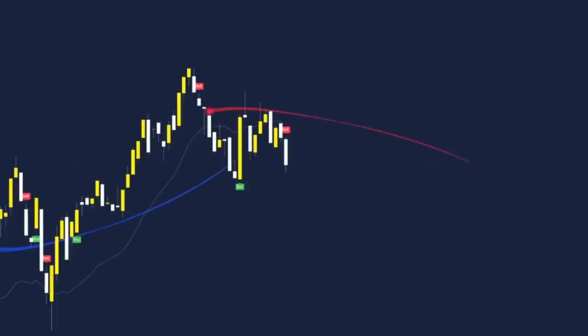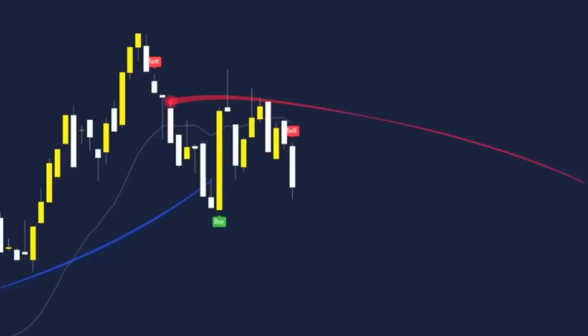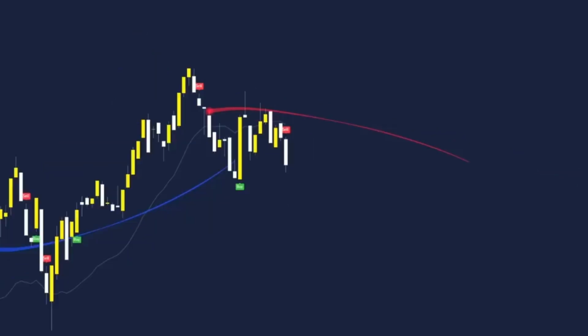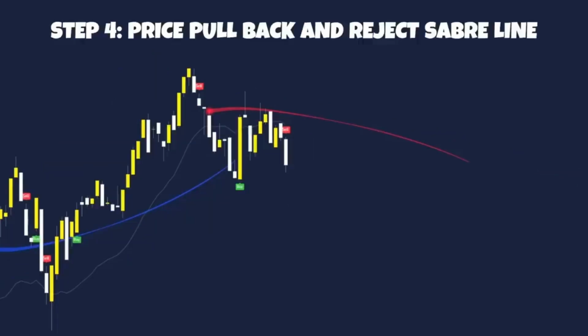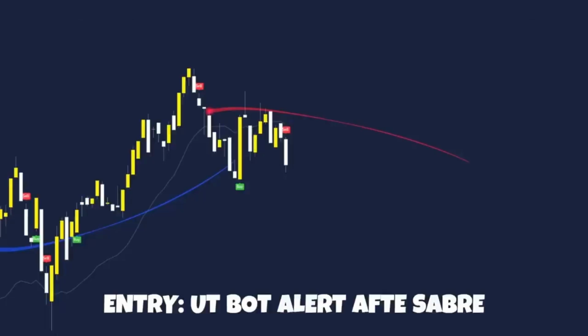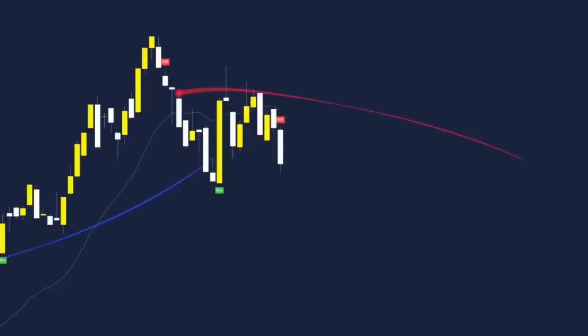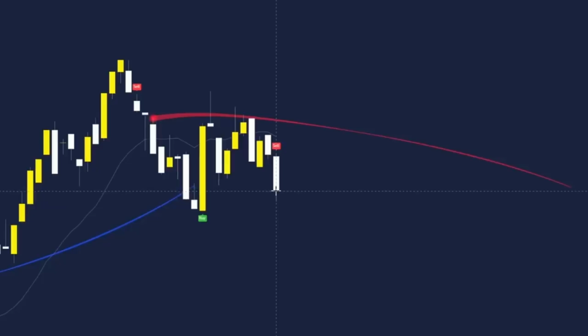Now a few candles later, we do get our second sell for the UT Bot Alert, but once the MA Sabre line has painted, we then want to see price move back towards this Sabre line, reject off it, and then paint the entry signal, which is the UT Bots Alert sell label. And this would be our valid entry.